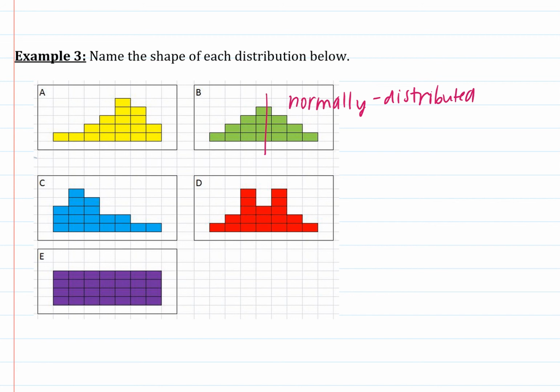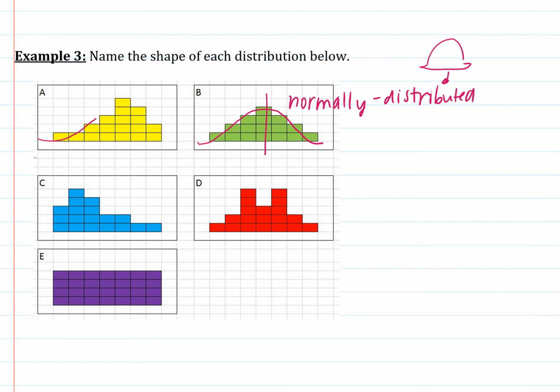So what you'll notice is that it's symmetric. The left and the right look about the same, and it's bell-shaped, right? It looks sort of like an old school bell that you might see in a church or a dinner bell, right? So we say it's normally distributed if the data is approximately symmetric and bell-shaped.